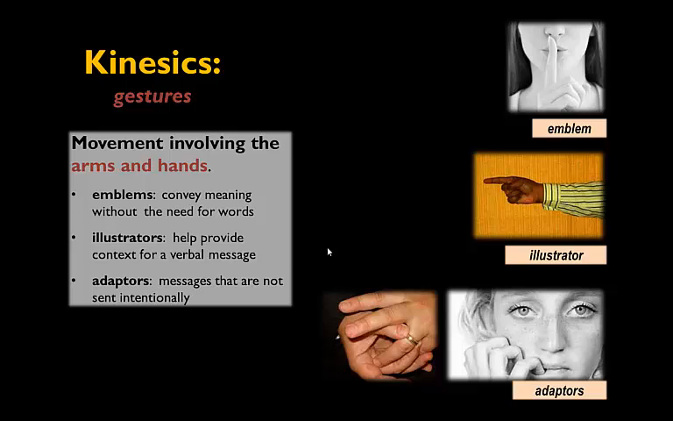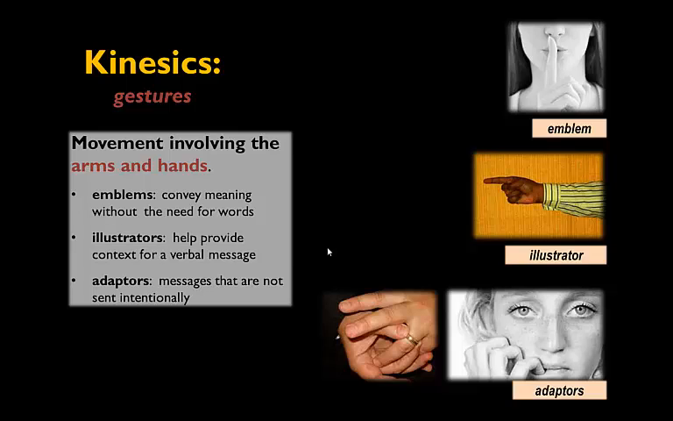Now often it's accompanied by a sh sound, which is also a nonverbal. It's called paralanguage, which we'll talk about in a few minutes. The paralanguage of the sh in combination with the finger in front of the lips conveys the please be quiet meaning, but you don't need the sh. That particular emblem is so strong in our culture that we would be able to easily understand it even without the accompanying sh sound.